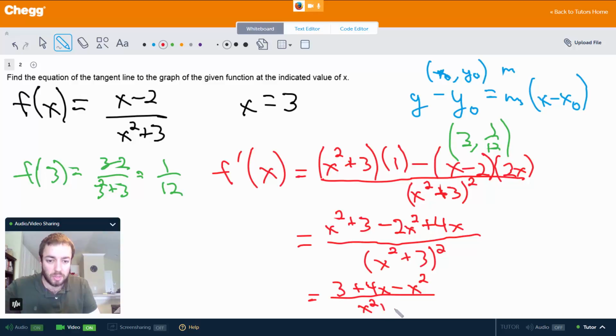All divided by x squared plus 3 quantity squared. Okay, so this is our f prime of x. Let me actually write that over here. This is our f prime of x.